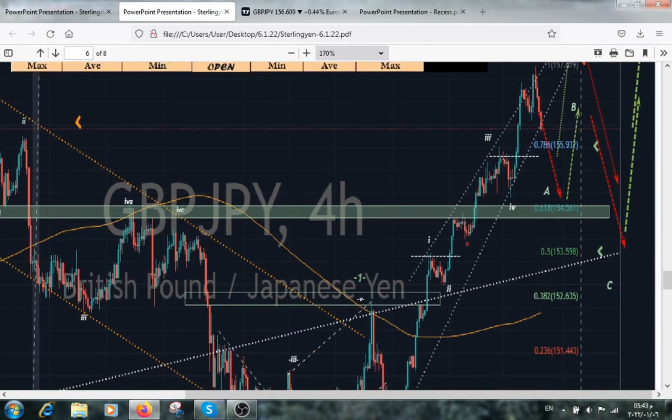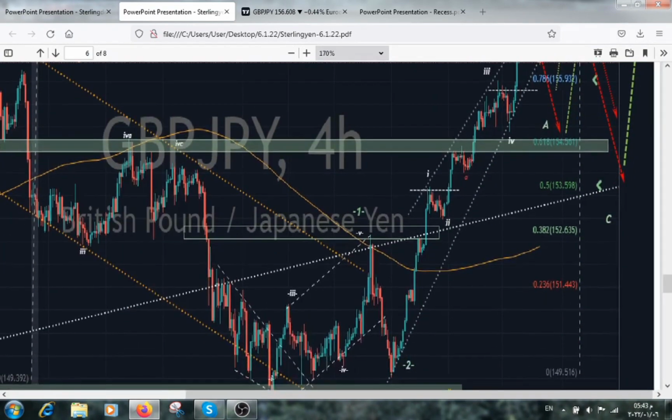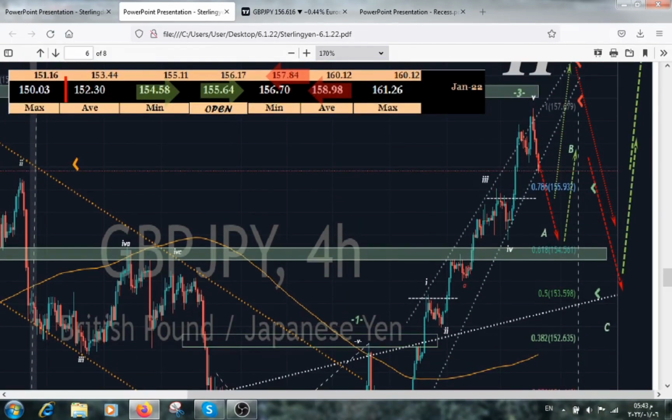Now this segregation is at last correct. There is a 1-2 here, internal 1-2. There's a higher degree 1, higher degree 2 shown in green. This is a wave 3. We're showing it in an ending diagonal, but in reality it could become an Elliott structure. In order for the market to fall out of the Elliott structure, you have to see negative momentum on the 1 hour chart.